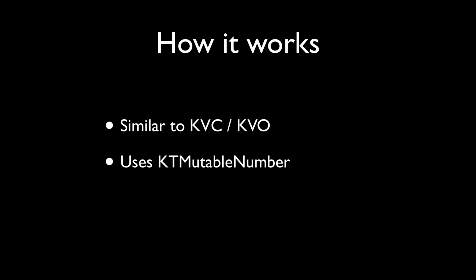Now, how this works is very similar to KVC and KVO. This is key value coding and key value observing. You've maybe seen this in Apple's documents, or maybe you've actually worked with it. In KoboldTouch I use KTMutableNumber for storing these variables. That means all values, all variables are actually mutable, so they don't allocate a new object, you don't release a new object every time you change the value. This is an important difference to KVC and KVO in Cocoa. And this feature is built into all KTModel classes, which is the base class for all models you are going to use in KoboldTouch.